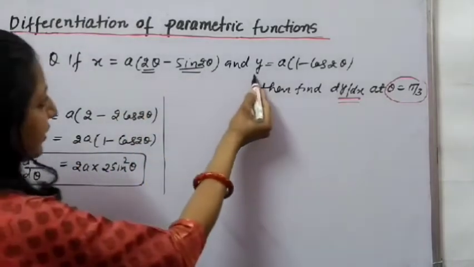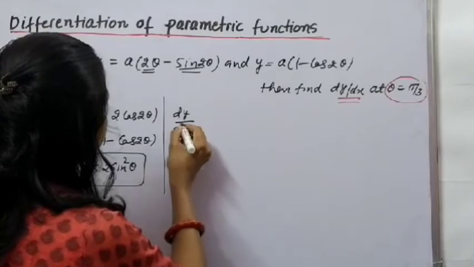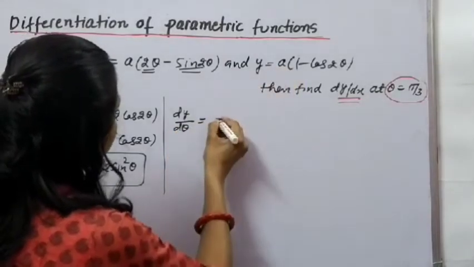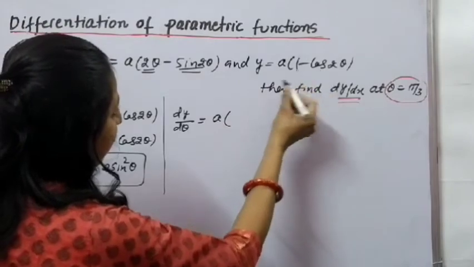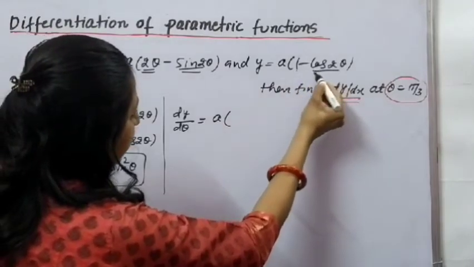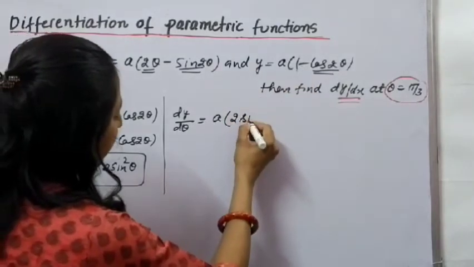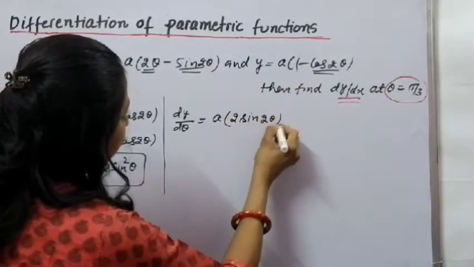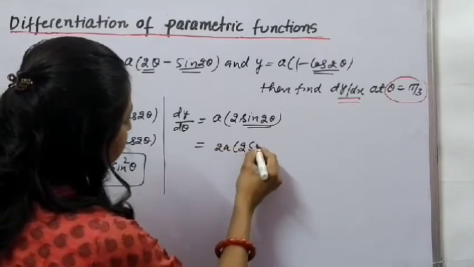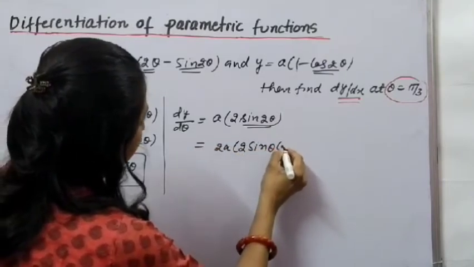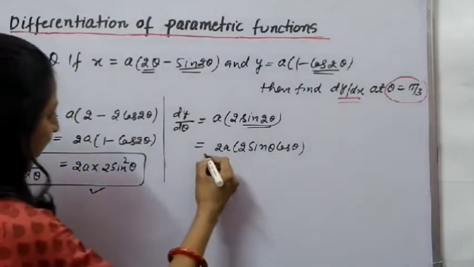Similarly, now we will differentiate y with respect to theta. So dy by d theta is equal to a(derivative of 1, which is 0, minus derivative of cos 2 theta, which is minus 2 sine 2 theta), so minus minus plus, plus 2 sine 2 theta, and sine 2 theta I can write as 2 sine theta cos theta. Right students? So we have determined both values.